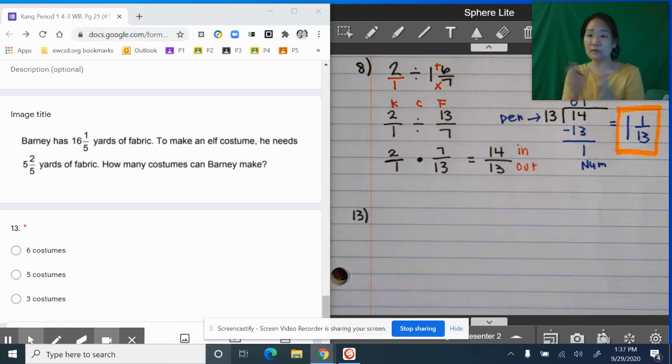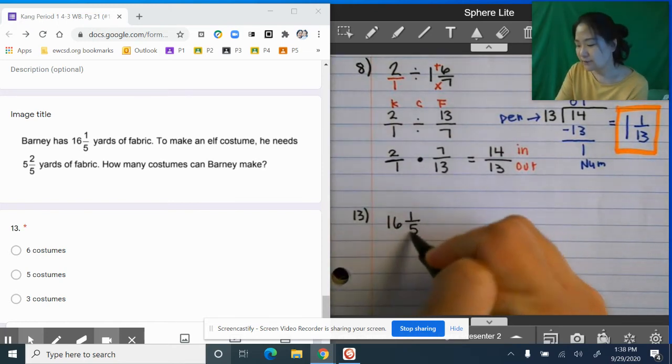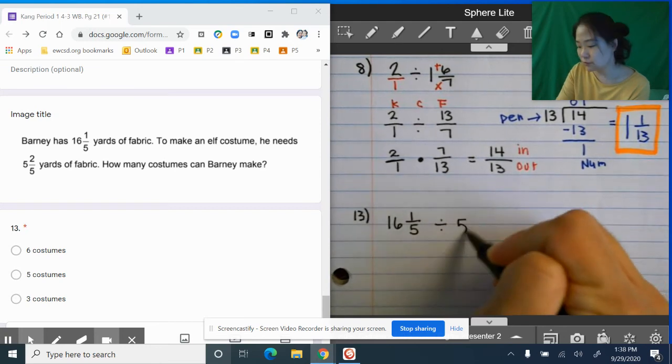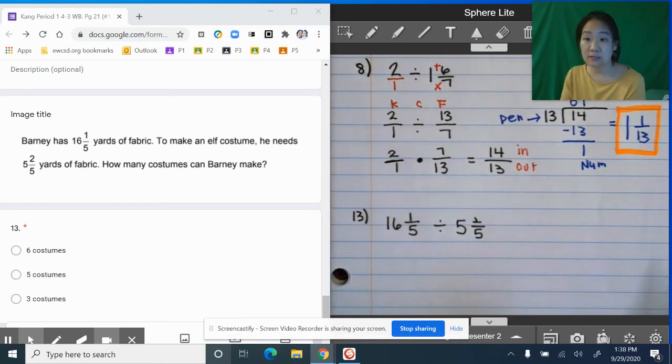So you have a total of 16 1/5 yards of fabric. You're going to make some elf costumes, and each costume requires 5 2/5 yards of fabric. So what you're going to do is take the total, which is 16 1/5, and divide it by 5 2/5, and that's going to give you how many costumes Barney can make. Okay, so that's the equation.